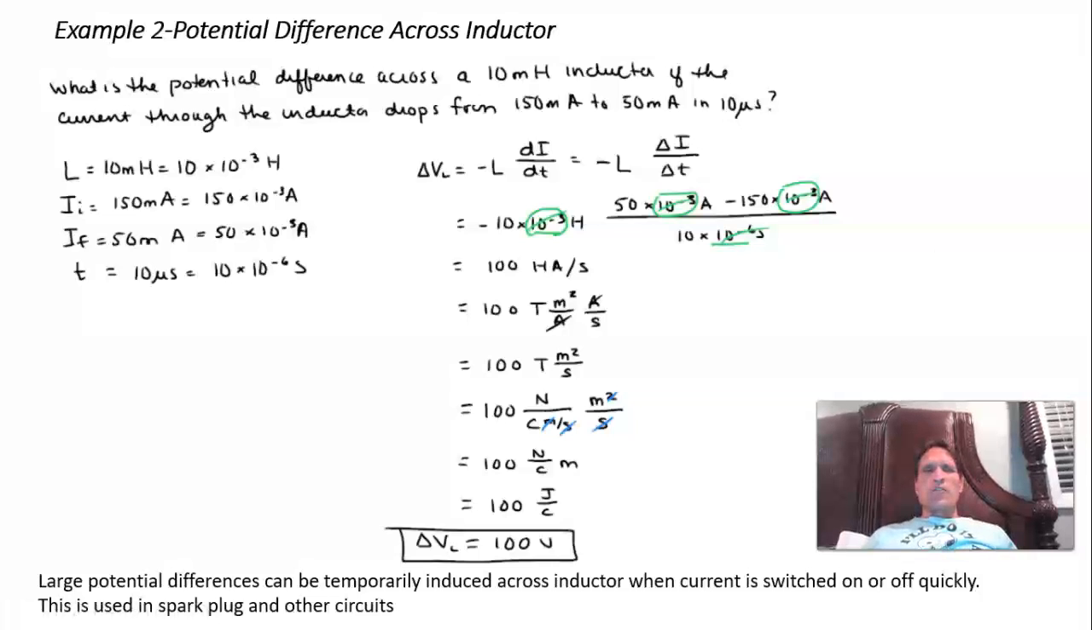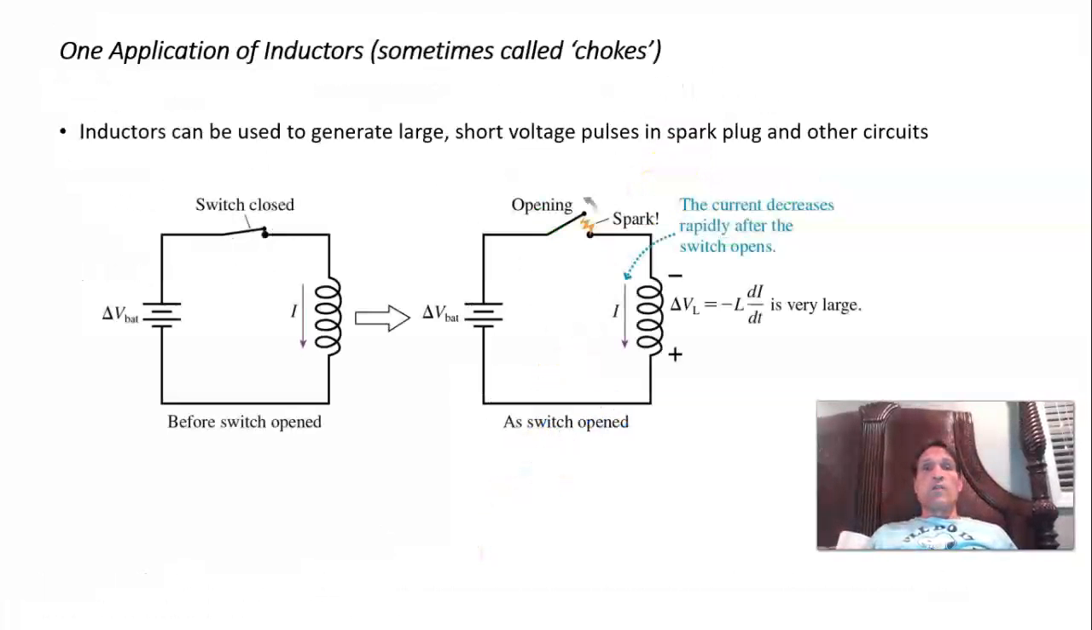And so if you turn the current on and off, for example, if you open and close a switch and you have a coil and you get very large changes in current, you can get very large voltages across the coil. These can be used, for example, to generate the large short voltage pulses needed in spark plugs and other circuits. For example, you need a very large short pulse of voltage to ionize the air, to break down the air and cause a spark in a spark plug.